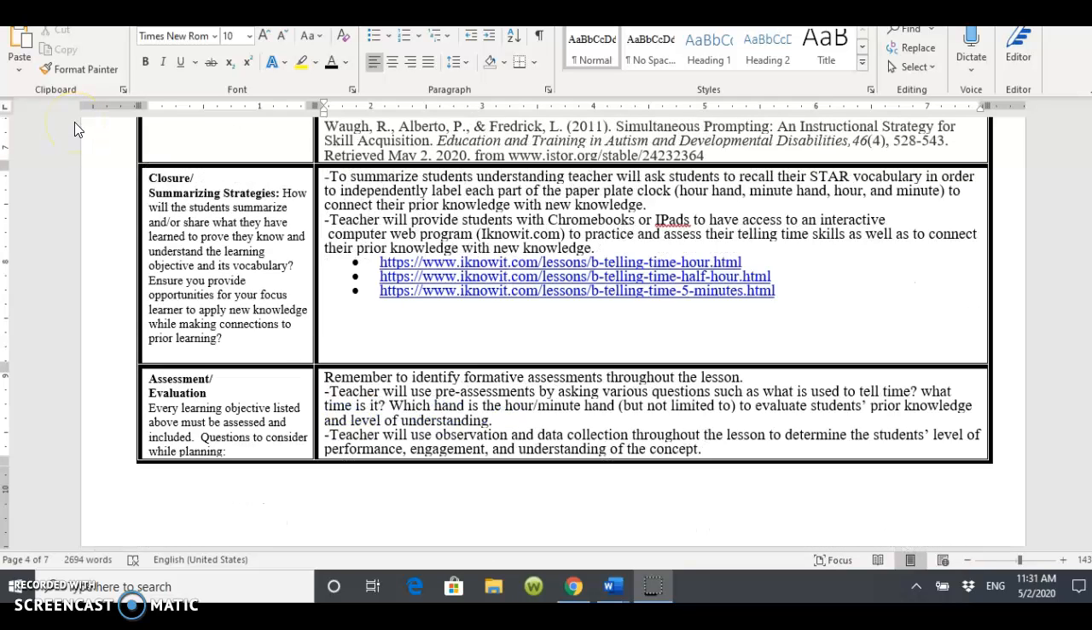Closure, summarizing strategy is as follows. To summarize students' understanding, teacher will ask students to recall the STAR vocabulary in order to independently label each part of the paper plate clock to connect their prior knowledge with their new knowledge. Teacher will provide students with Chromebooks and iPads to have access to an interactive computer web program, IXL, to practice and assess their telling time skills, as well as to connect their prior knowledge with new knowledge.